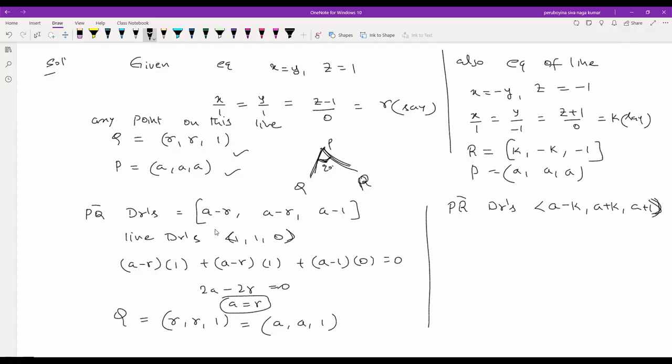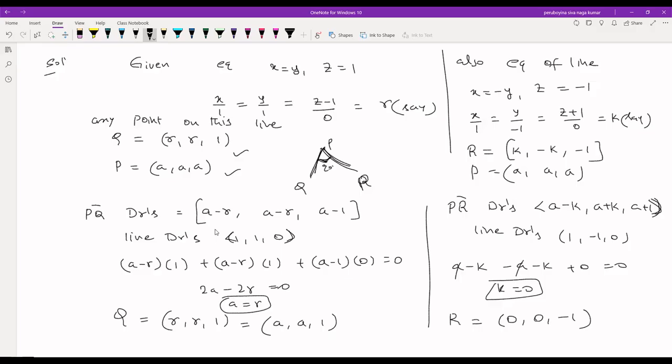Now look at the DRs of line 1, 1. 1 minus 1 is 0. So A minus K minus A minus K equals 0. Minus A plus A gets cancelled. Of course, the K value we got is 0. K value 0 means we can see the point R is (0, 0, minus 1).